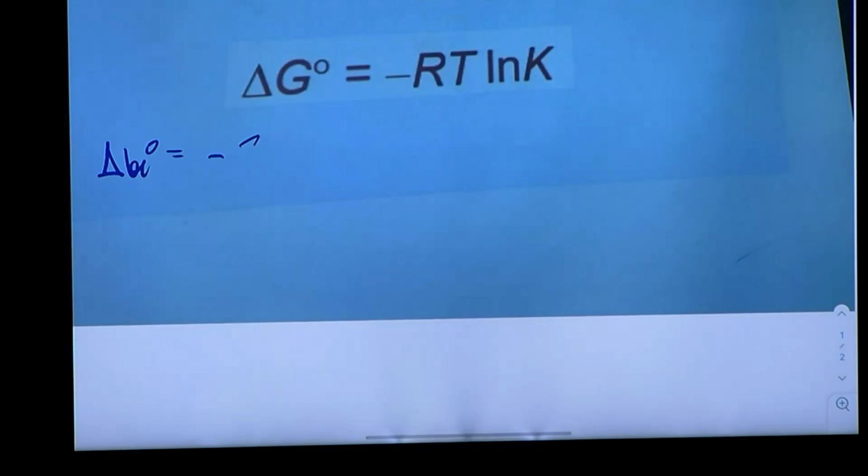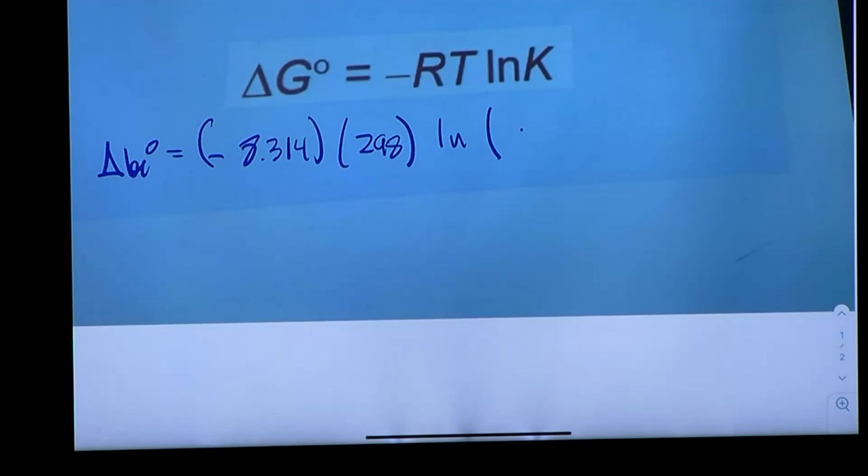Okay, delta G equals negative R, which is 8.314, times temperature, which was 298, and then the ln of K. Now K is the NH3 concentration, 0.5 squared, over 3 cubed, and by 1, but that doesn't matter.